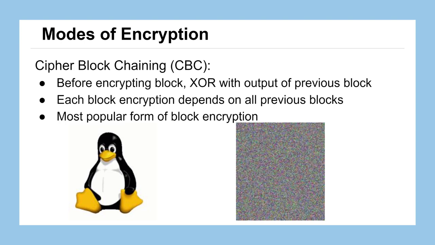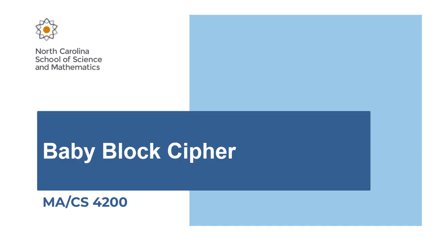Here's the same image, the exact same algorithm. The only difference is we chained the blocks together so that we can maximize the diffusion here. So all of these blocks are now linked together, and we get this kind of staticky looking output. It's pretty pseudo-random here on the right-hand side. So that's our baby block cipher.